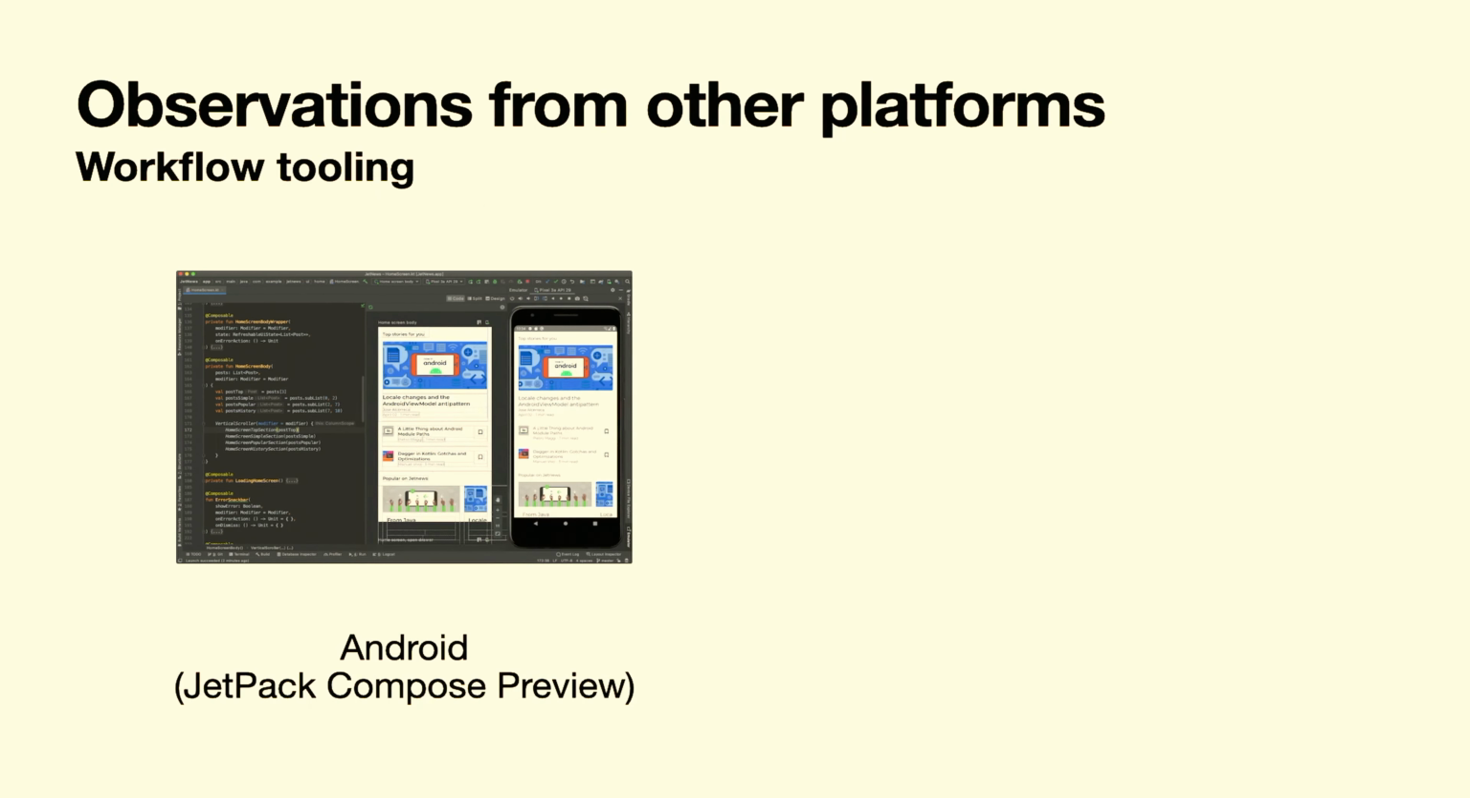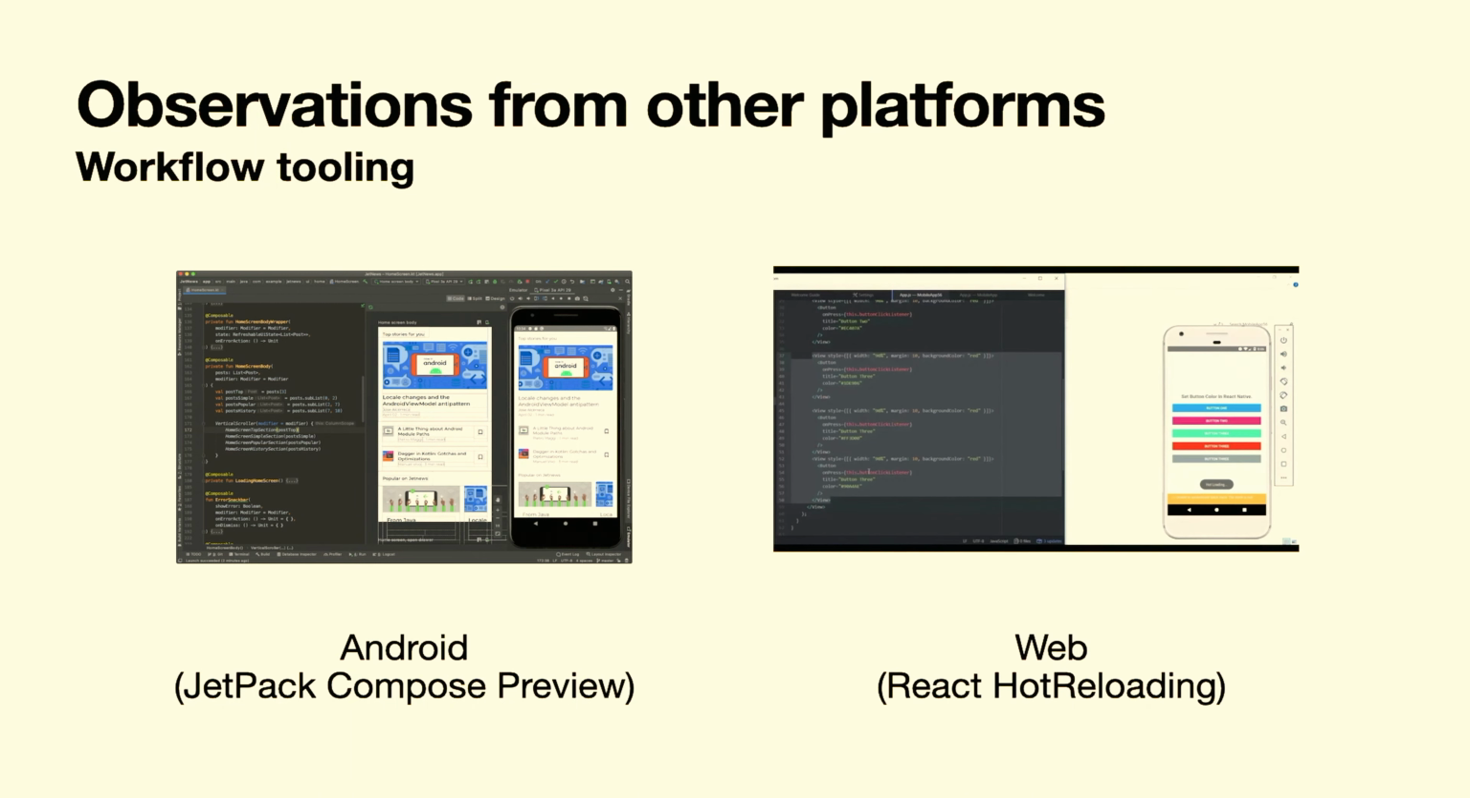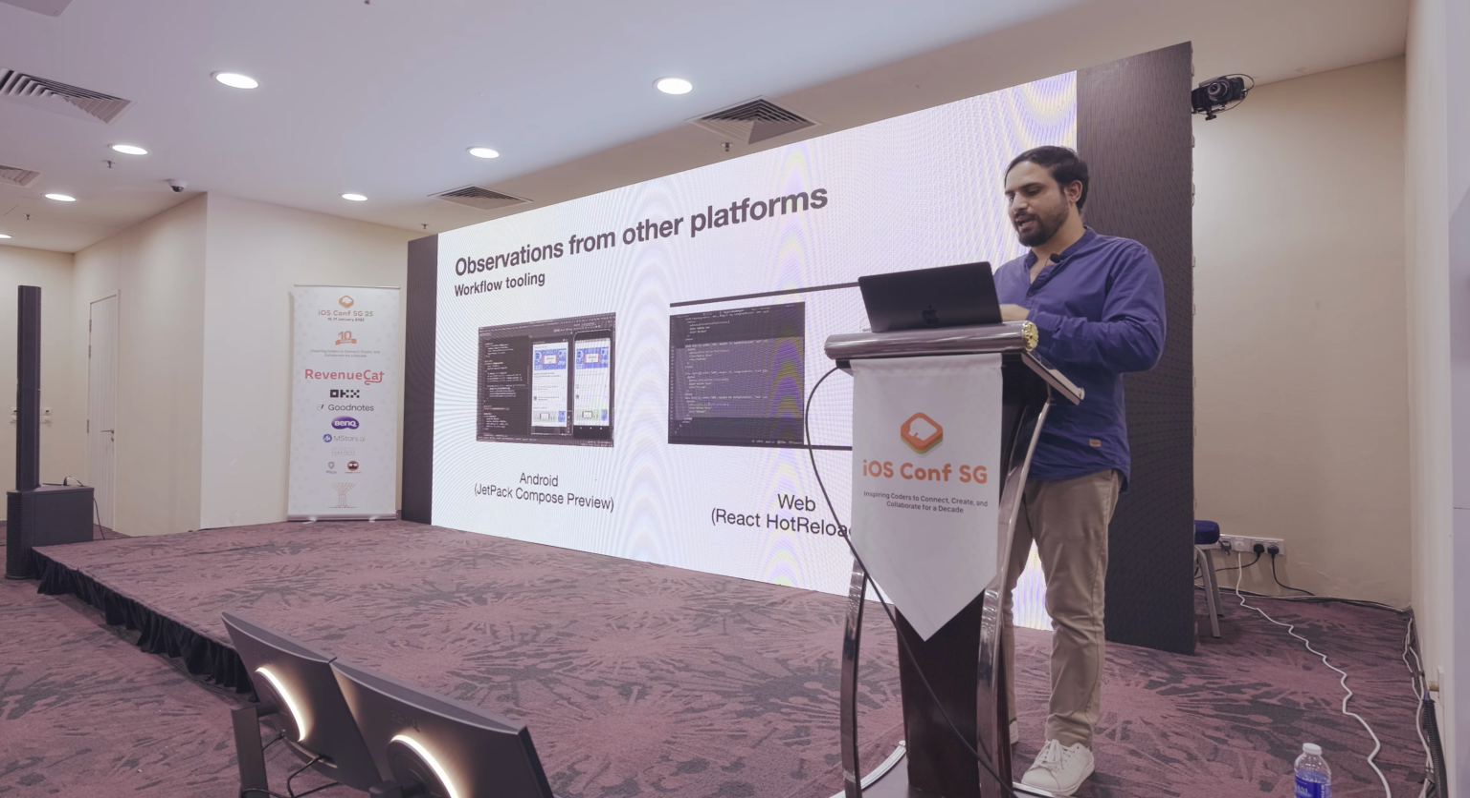So from talking to our Android team, we realized that they use Jetpack Compose Preview as part of their main workflow, and the web team was using hot reloading capabilities in React, which has been around since Swift was in infancy, right? So it was a pretty mature technology. Although some of us had tried using Xcode previews, mostly in our side projects, we did realize that to get it to work in our main code base, it would probably take a bit more effort.